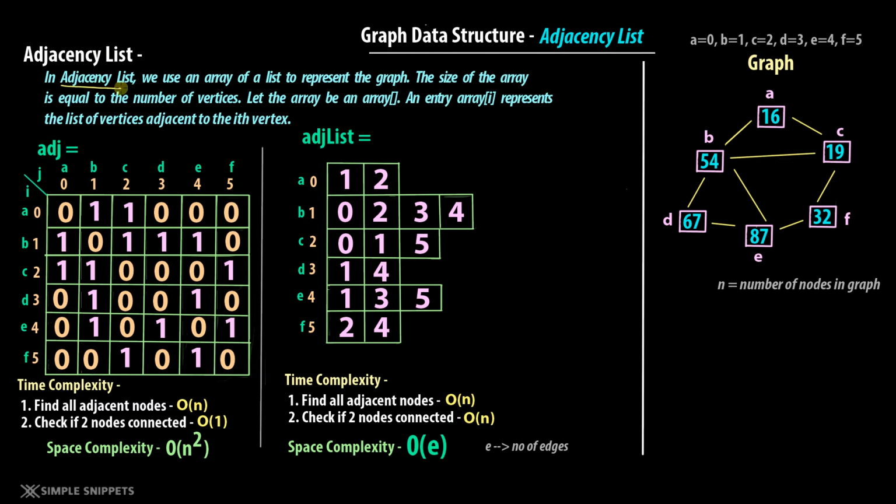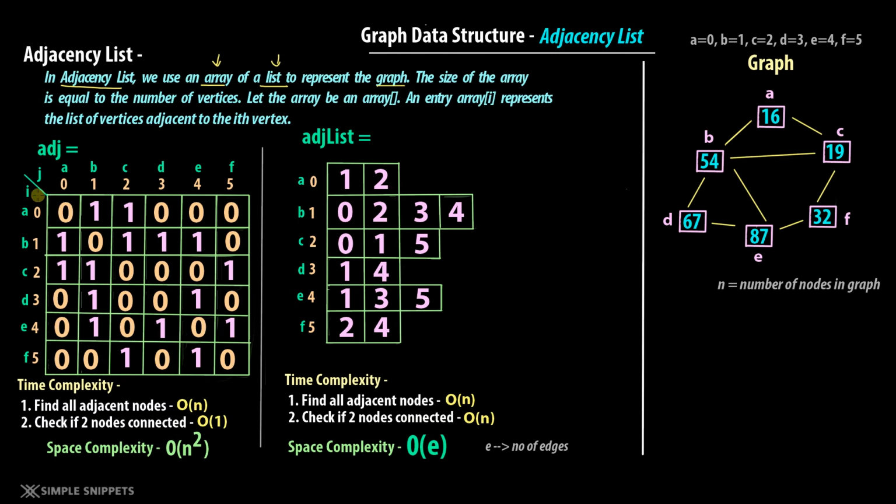So in an adjacency list, we use an array of list to represent the graph. So there are two data structures basically used over here. One is an array and one is a list. And this list, we'll talk about it with proper example, which is shown over here. I'll explain what is this in a minute. But just understand that adjacency list is very different from adjacency matrix.